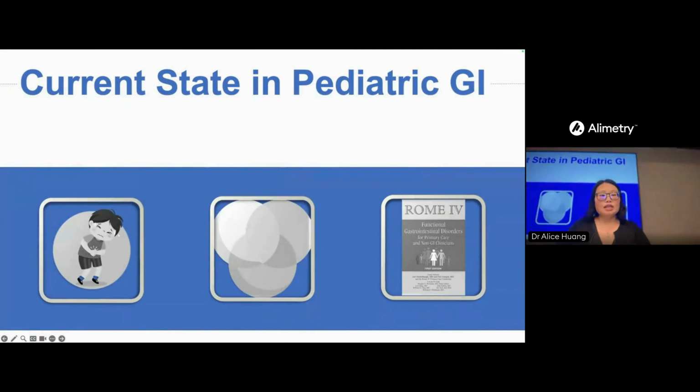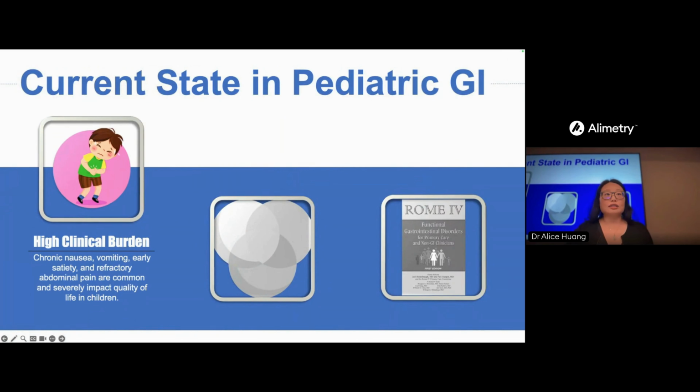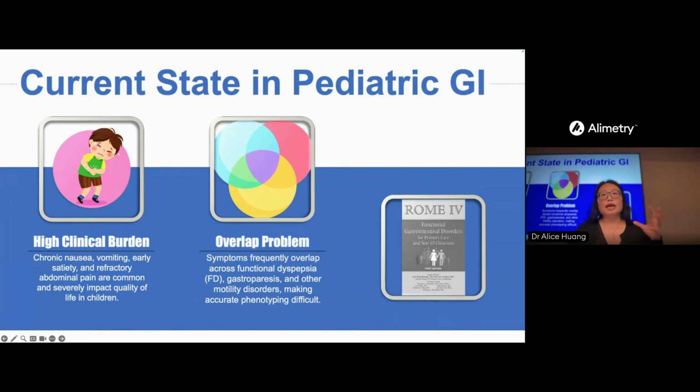So currently, as we all know as pediatric motility doctors, these patients with chronic nausea, belly pain, and bloating have a high clinical burden. One, they take a lot of financial burden, and two, it significantly affects their quality of life. And there's a lot of overlap between functional dyspepsia and gastroparesis. When that gastric emptying scan comes back normal, they get just slapped with a diagnosis of disorder of brain-gut axis and functional dyspepsia. And then we get into kind of a trial and error phase of what medications can best help these patients.